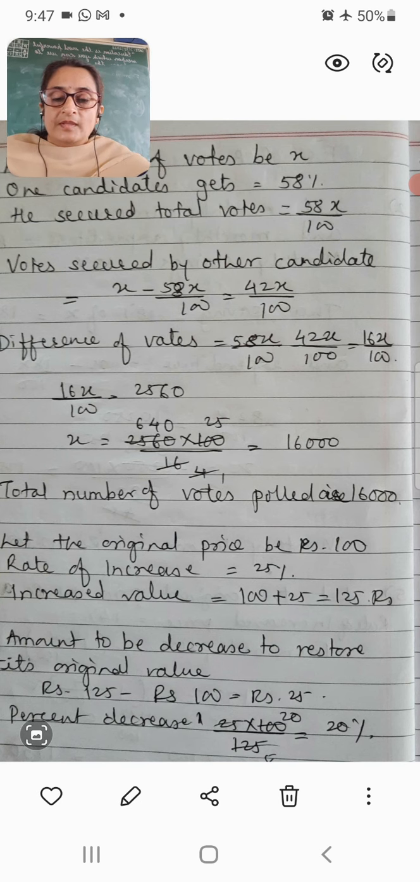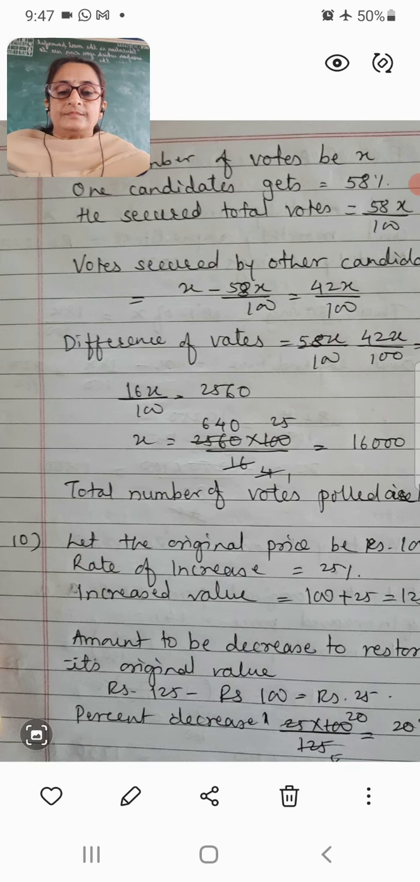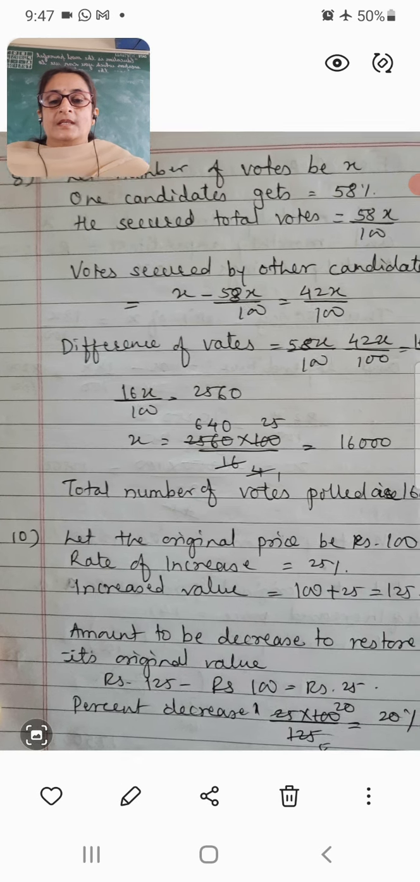Fine. So 16x upon 100's value is given. The difference between them is given, that is 2,560. So when you solve it, the x value will be 16,000. So 16,000 votes were polled. From that, 58% went to the winner and the remaining 42% was secured by the other person. Okay. Next, we are going to solve the 10th question here.